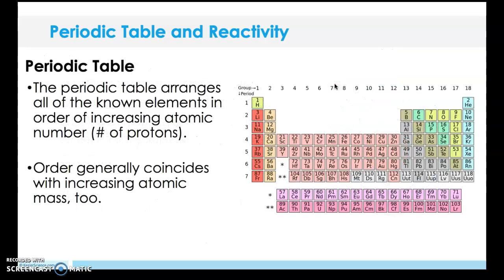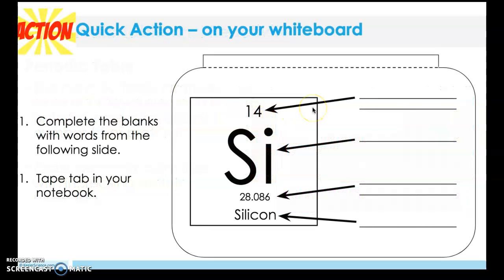Our periodic table arranges all the known elements in order of increasing atomic number, or number of protons, as well as increasing atomic mass, which again is the mass of my protons plus my neutrons. We said that Mendeleev helped determine this structure right here based on the reactivity of the elements.